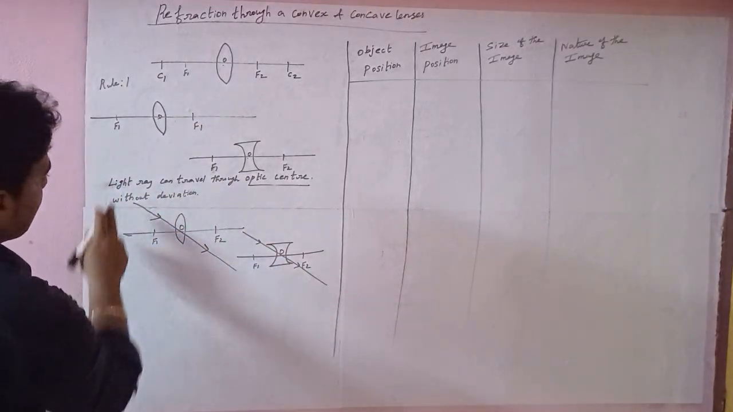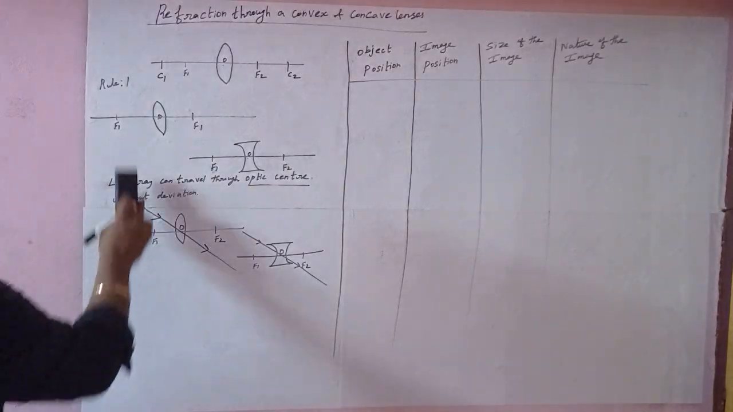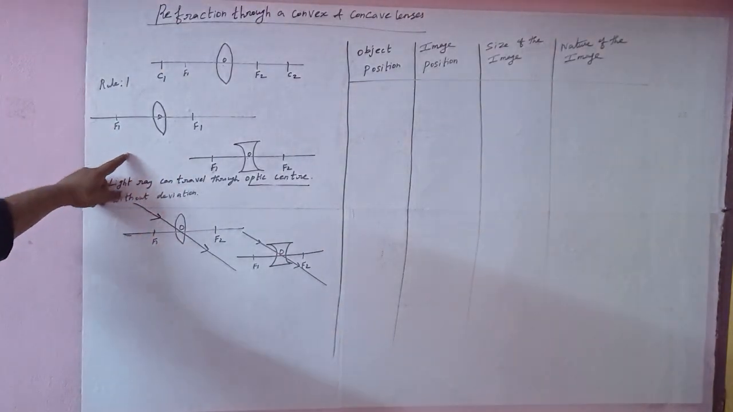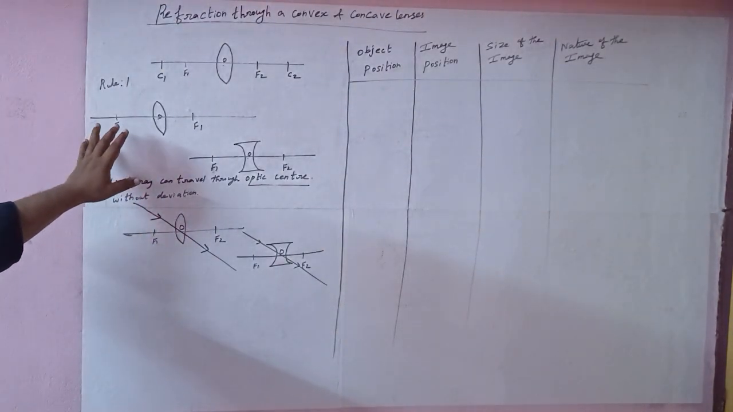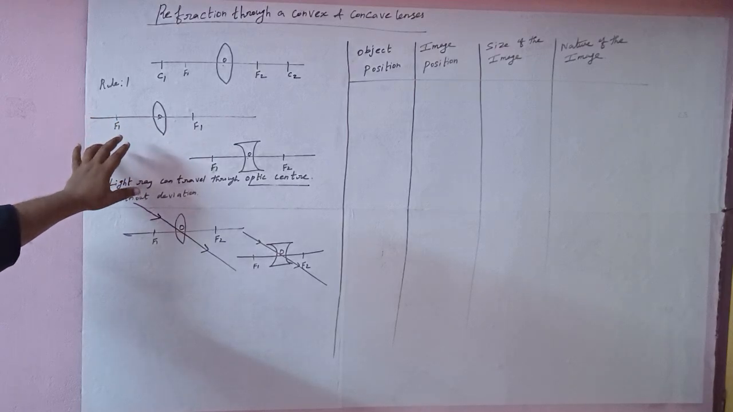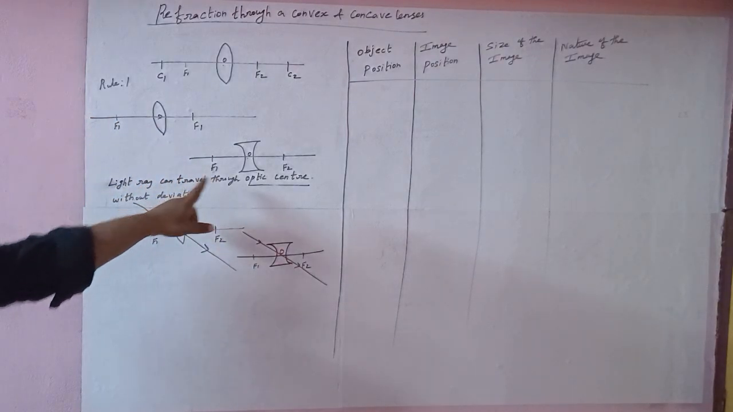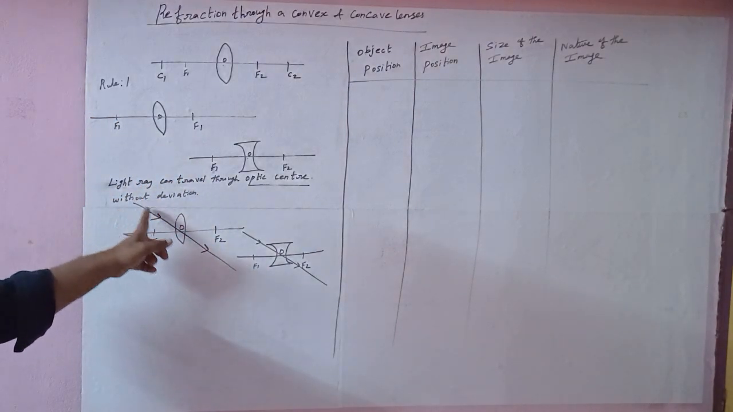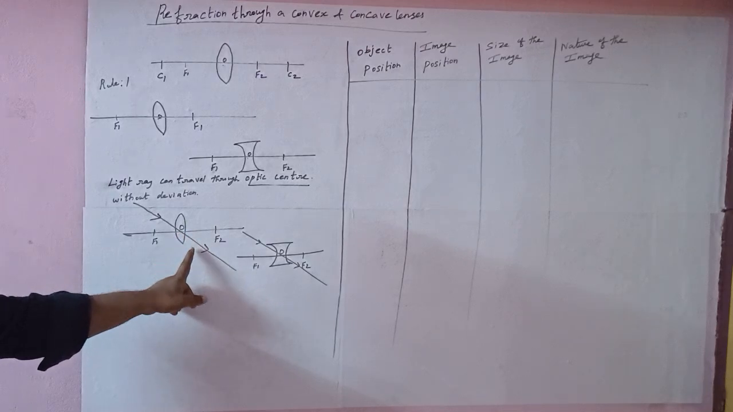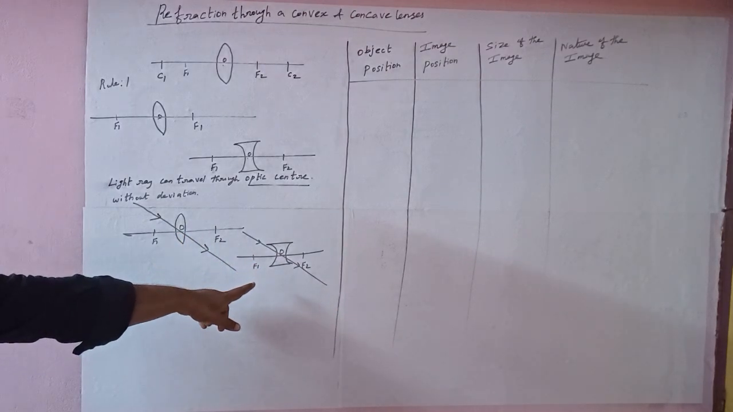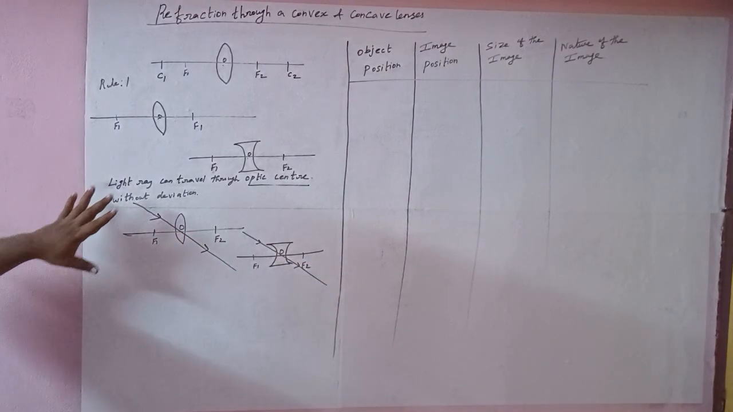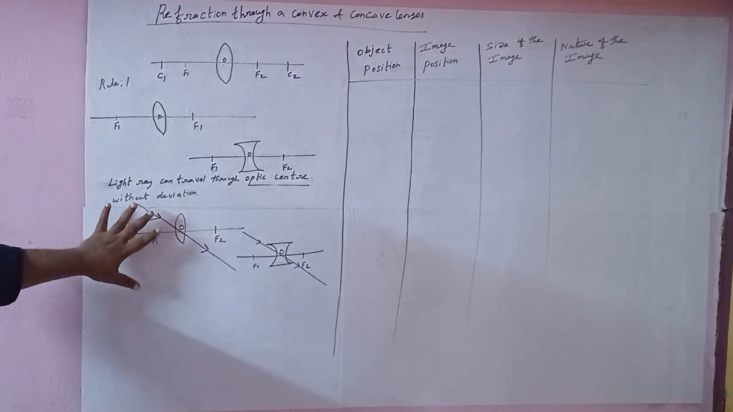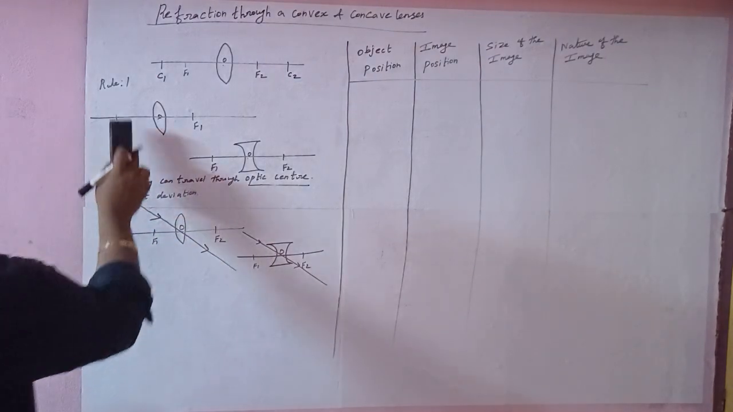Next, this is rule 1. Look here. Can you understand? The light ray can travel through the optic center without deviation, whether you consider a convex or concave lens. This is rule 1. So you have to listen carefully here.